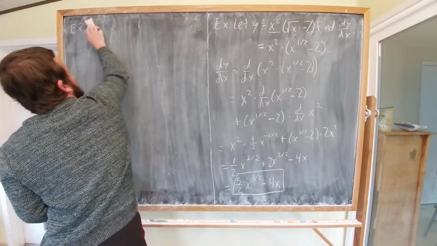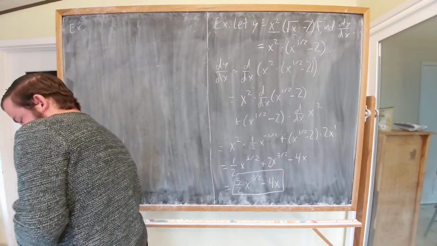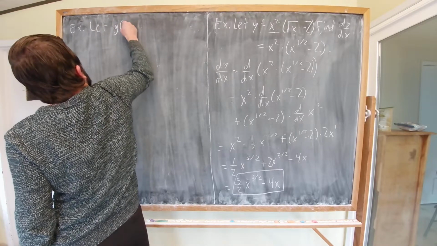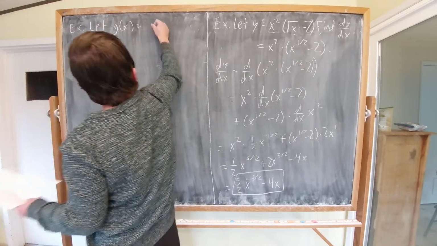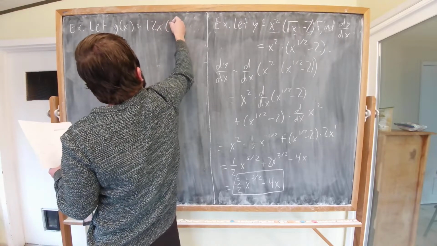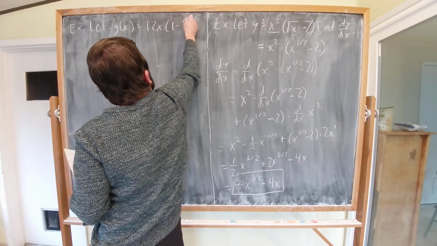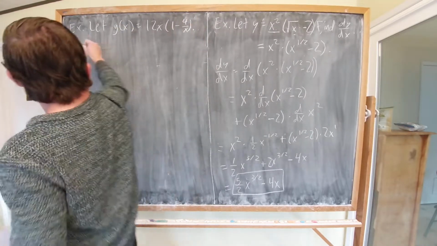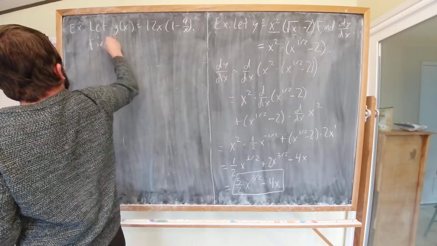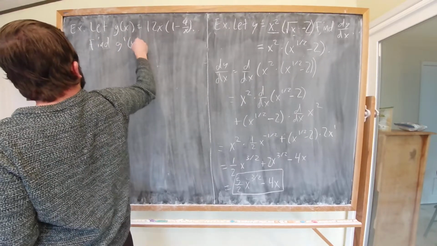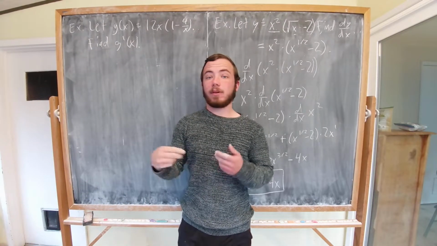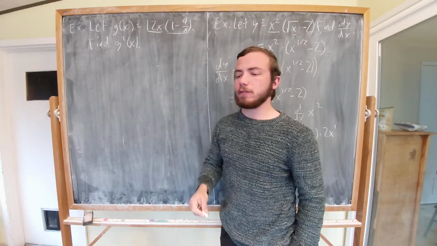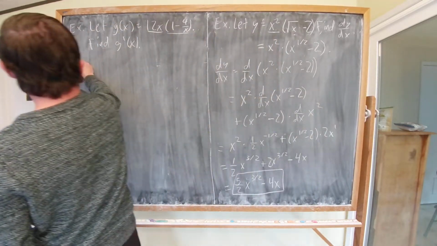Let's do one more example with the product rule. Let g of x equal 12x times 1 minus 4 over x. And we want to find g prime of x. Okay? We have a natural product, 12x and 1 minus 4 over x. Let's use that to our advantage.